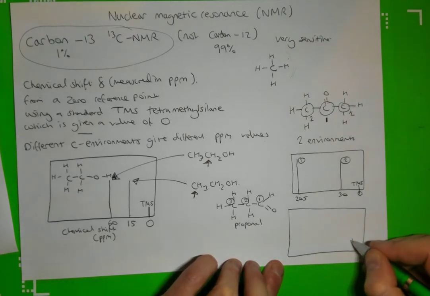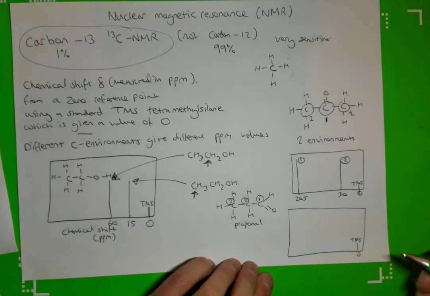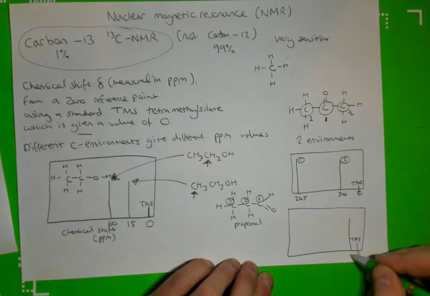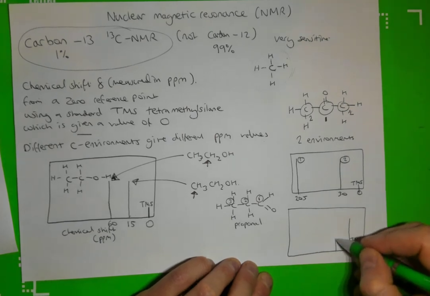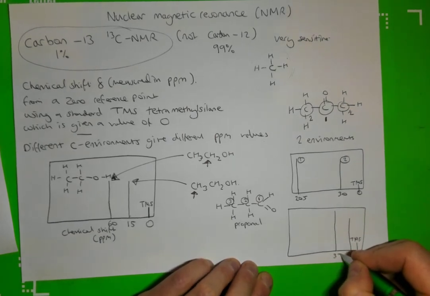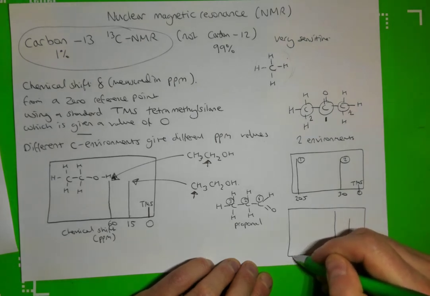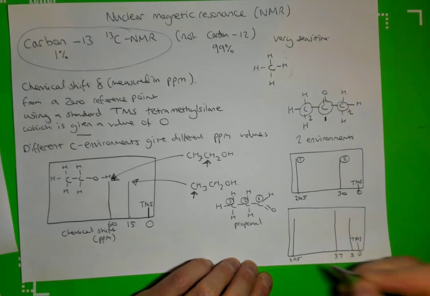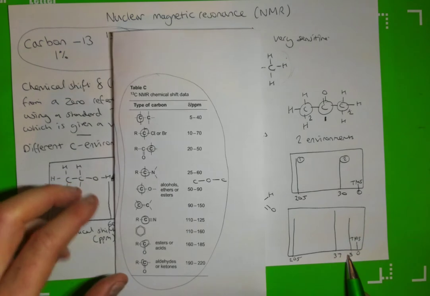You'd have your standard tetramethylsilane here at 0. Perhaps another peak right down at the bottom here at, let's say, 5. Another maybe here at 37. And another right up the top at, we're going to say 205 again. Okay, let's identify which peak is which. So let's bring back the data sheet.